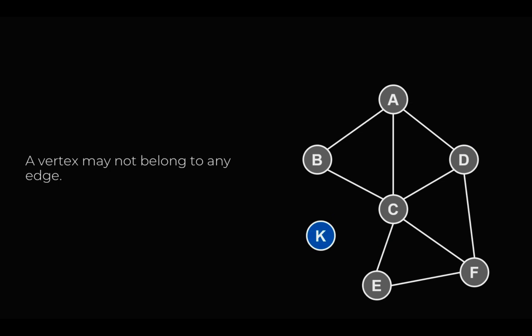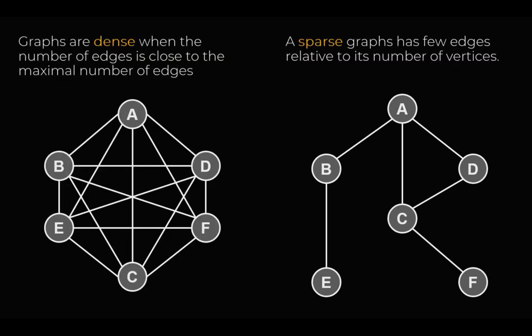Notice that a vertex may not belong to any edges, as shown by vertex K. For example, K could represent a city on an island that is not connected to any other cities on the mainland via a railroad. Graphs have many properties, and we will express them when and where they are needed. In this video, we need to define three properties related to the number of edges in a graph.